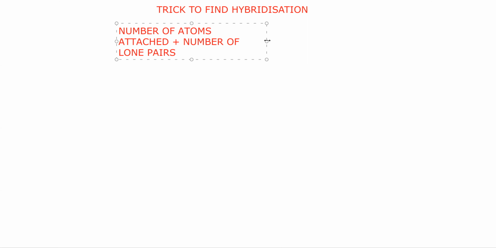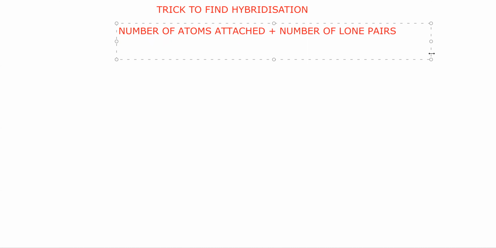Okay. What you have to do? First, see the number of atoms attached. Then see the number of lone pairs on the central atom. Now when you add these two, you will get a number. In general, the minimum you may get is 2. If the value is 2, then the hybridization is sp.